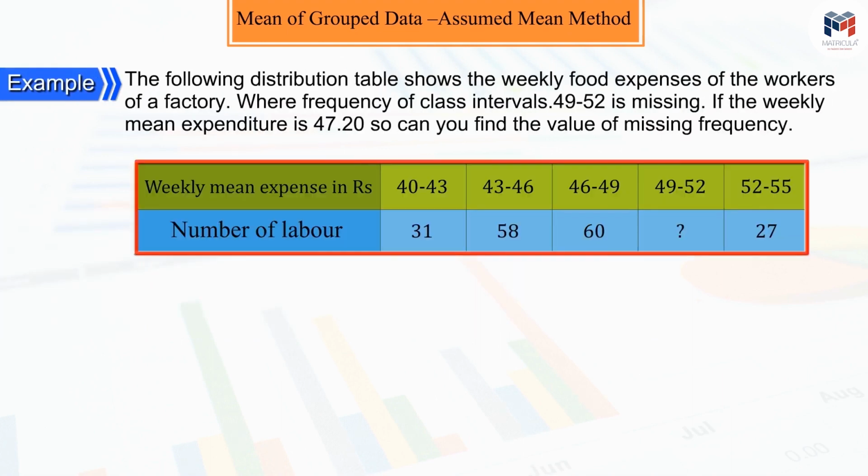The following distribution table shows the weekly food expenses of workers of a factory, where the frequency of class interval 49 to 52 is missing. If the weekly mean expenditure is 47 rupees 20 paise, can you find the value of the missing frequency? Come, let's try to solve it.